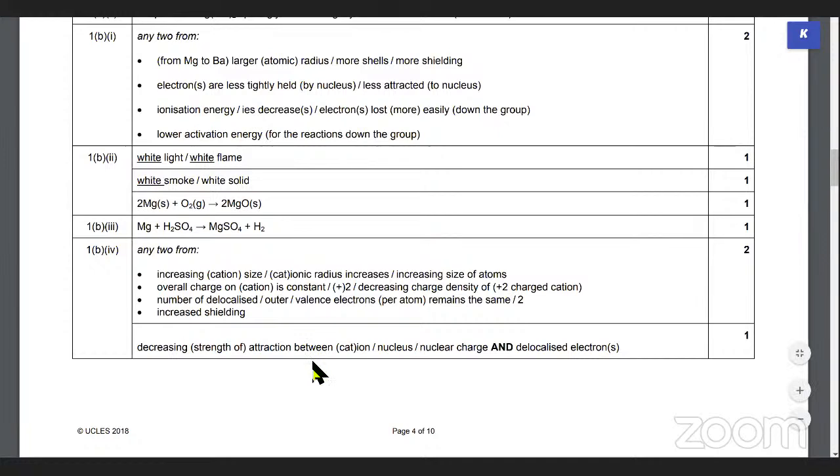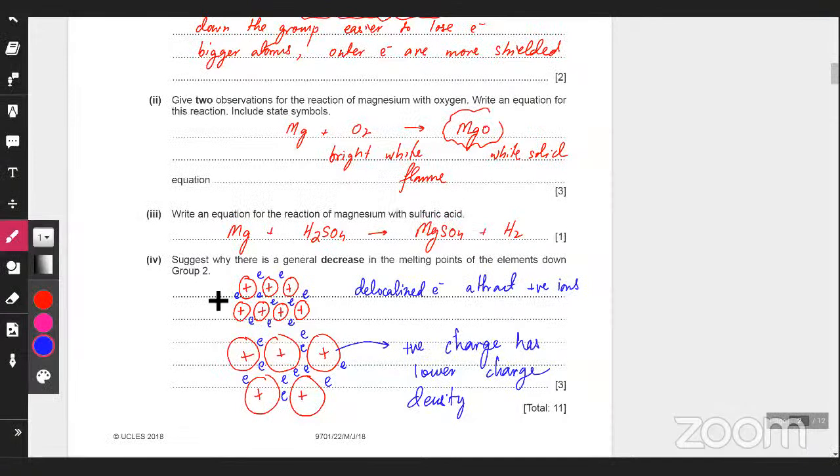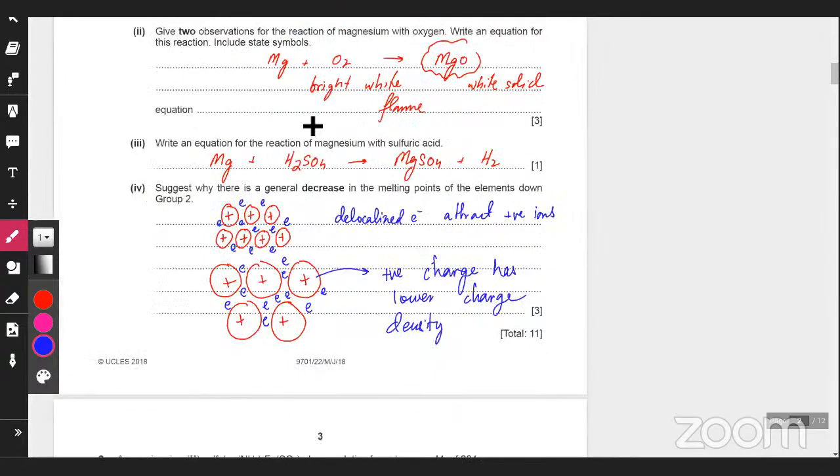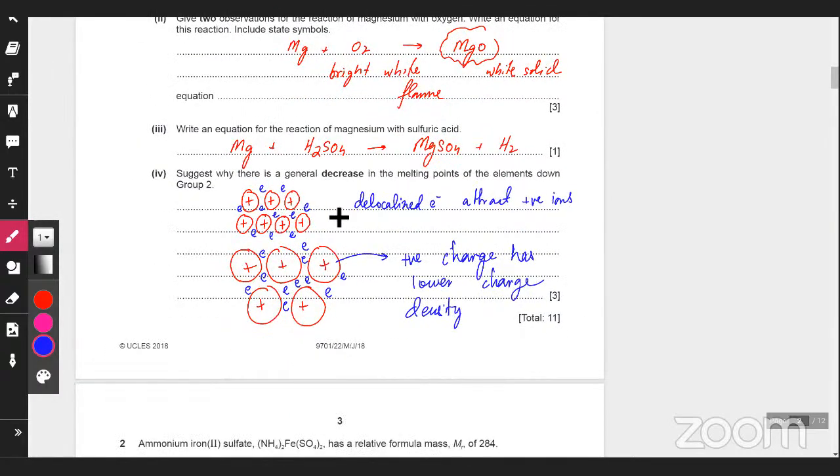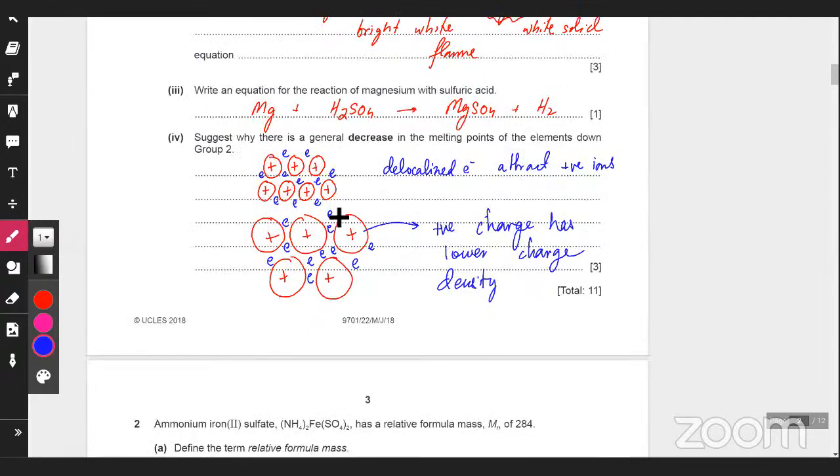The other mark was about the decreasing attraction between the positive ions and the delocalized electrons. We talked about that as well. So you had to write 3 points down the group. The charge density decreases because the cation size increases, which is why the delocalized electrons and the positive ions don't attract each other a lot. So you had plenty of lines to describe this. Make sure you try writing this and comparing it with the marking scheme answers.